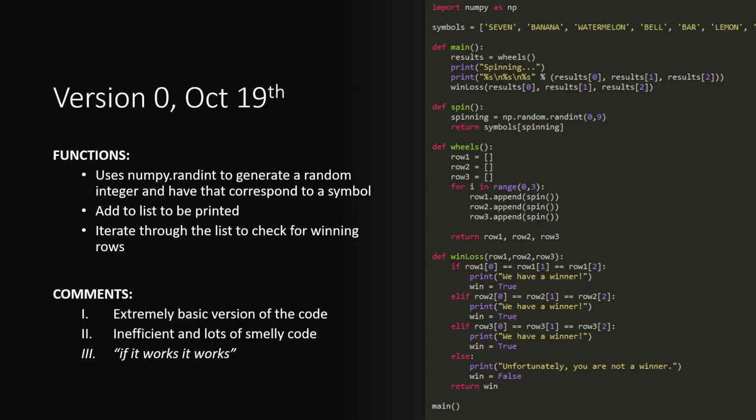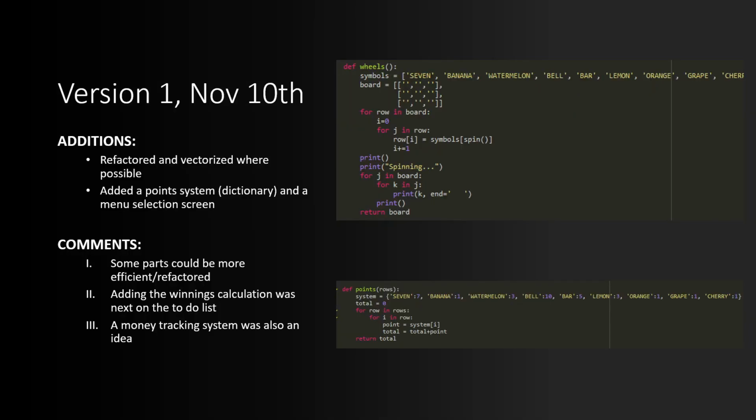Throughout the process, I made a couple of different versions, starting with version 0. This one was when I had relatively little programming experience. So as you can see, it's extremely basic, inefficient, repetitive. If it works, it works. However, as I gained more programming experience, I made version 1 where I refactored and vectorized where I could, and made some other functions like points and menu selection. It's definitely an improvement from version 0, but it's still not enough, so I made version 2.